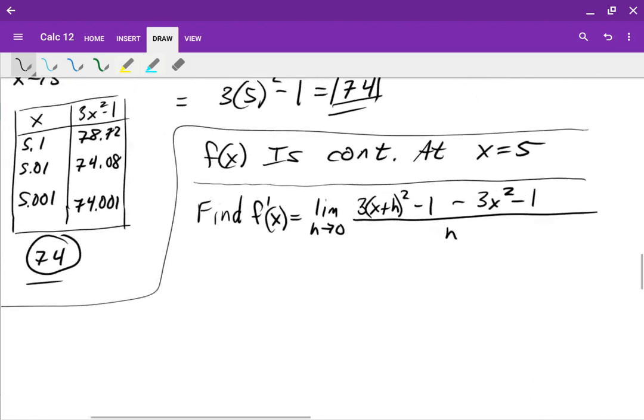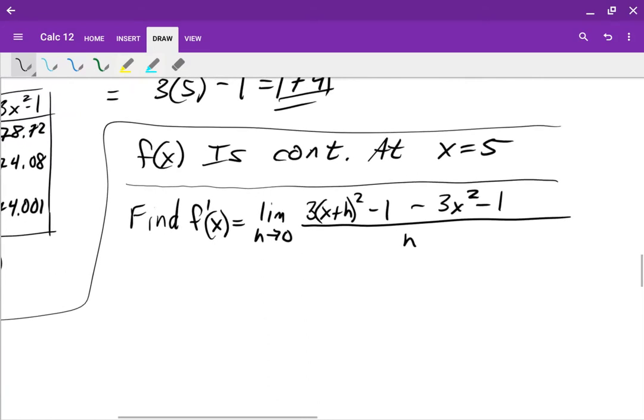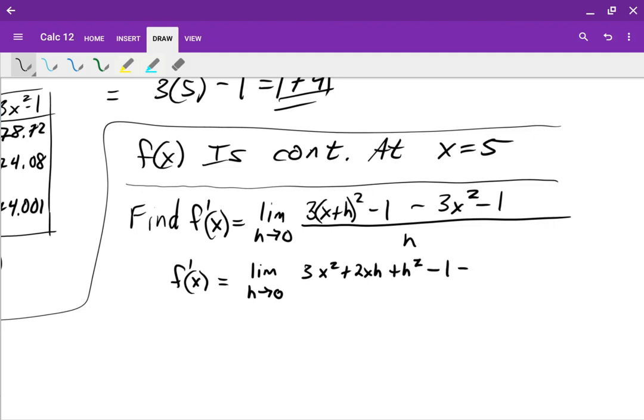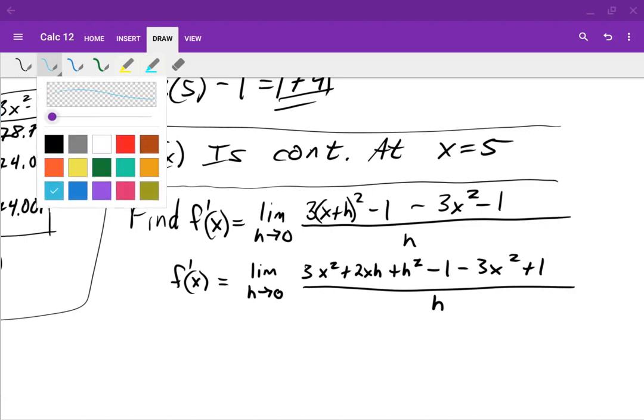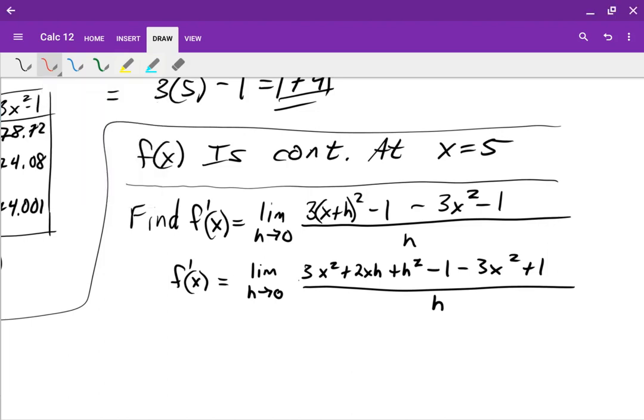Okay, and I'll zoom in on this. I'm finding the derivative now. All right, so here's my first few steps. And so I've got 3 times x squared plus 2xh plus h squared minus 1 minus 3x squared plus 1 over h. Some canceling here. Some canceling is going to give us this and this, that and that.